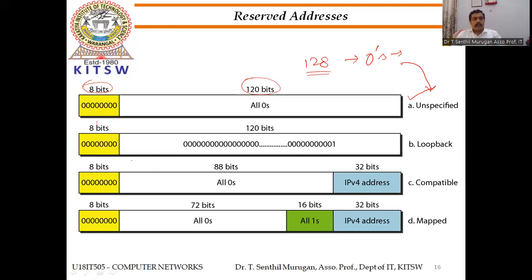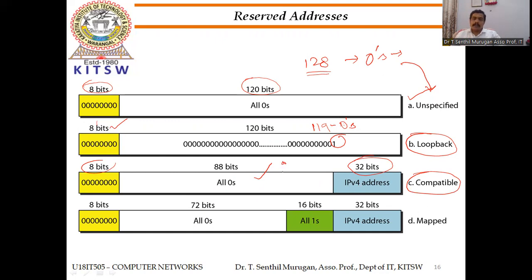Okay. So here in this case, the first 8 bits represent unicasting or multicasting, so here all zeros. Of the remaining 120 bits, 119 bits will be zeros and the last bit may be 1. If that is there, it will be considered as a loopback address. In case the 8 bits are zeros, then we have to use the last 32 bits for the IPv4 address. Remaining all bits also 0 means that is a compatible address.